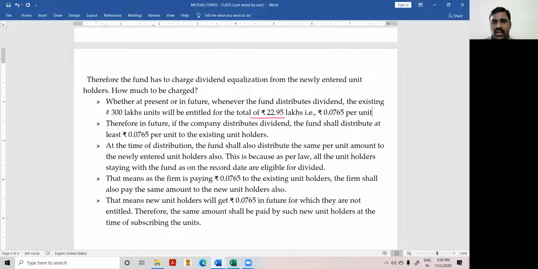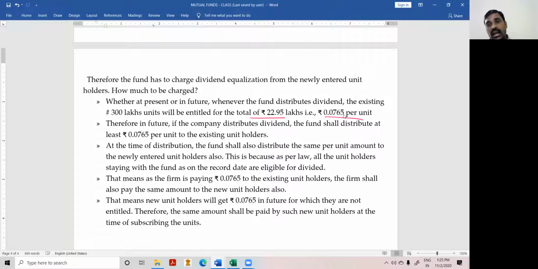This is the logic. Whether the fund distributes at present or in future, whenever the fund distributes, the fund has to pay 22.95 lakhs to all the 300 lakh units. That is the conclusion. There is no change in that. That means per unit 0.0765. After 4 months or after 5 months, the fund will distribute the same amount to the 300 lakh unit holders.